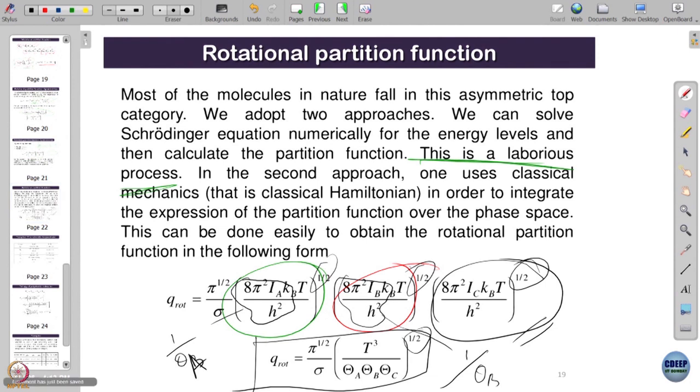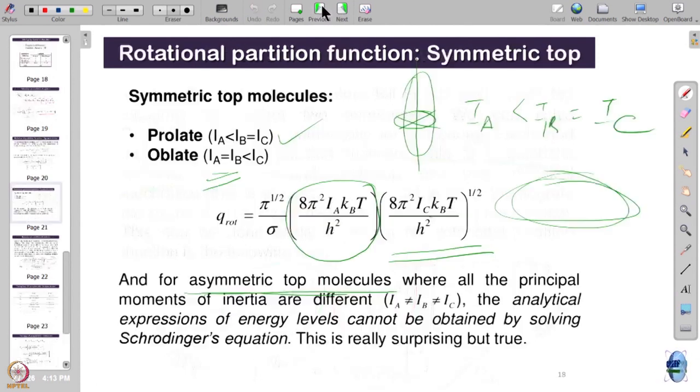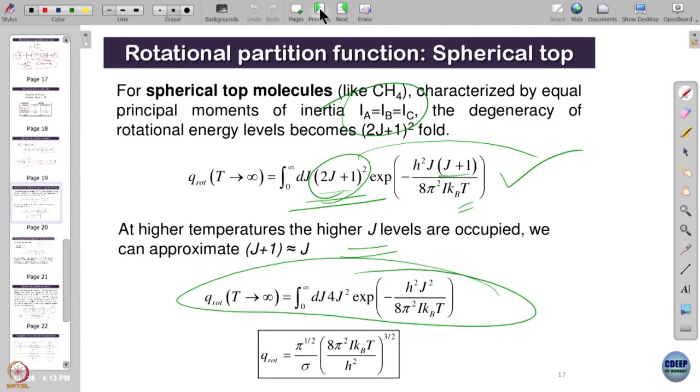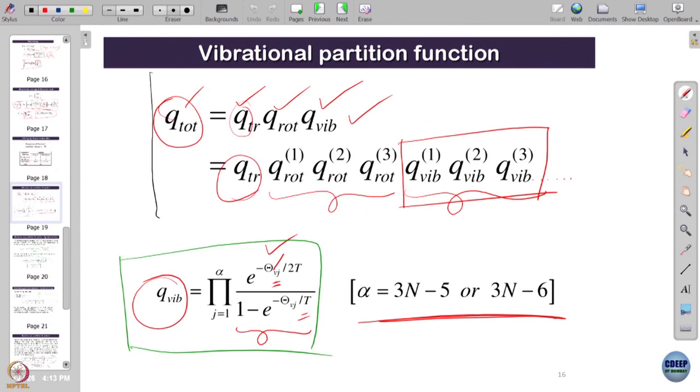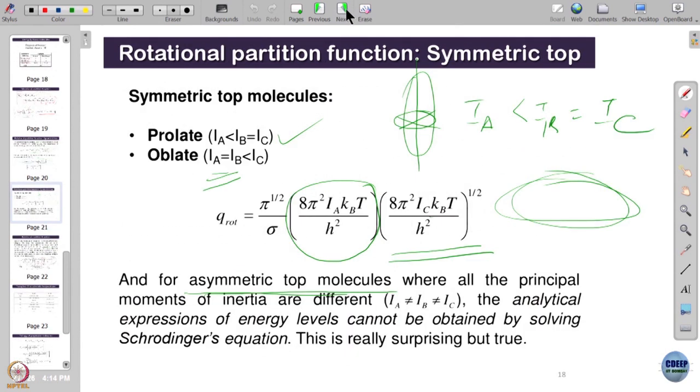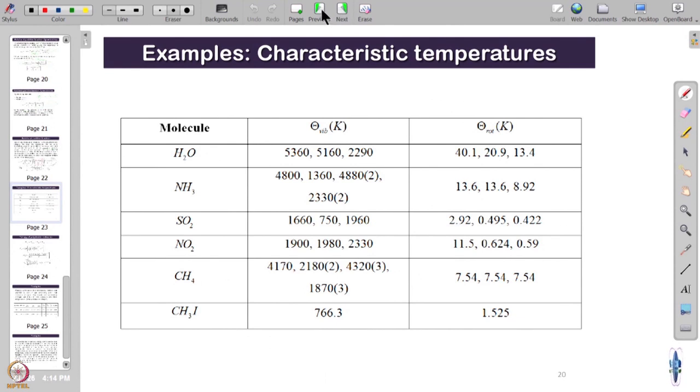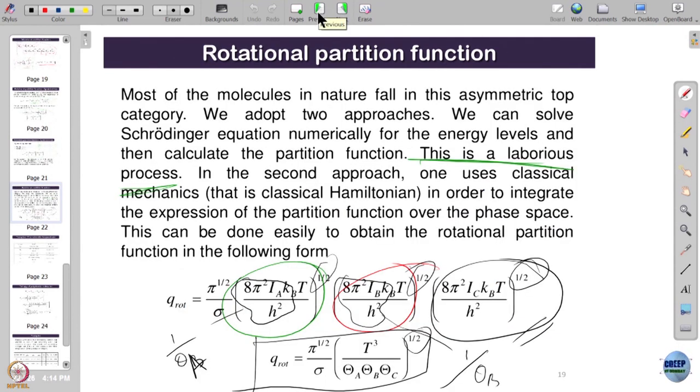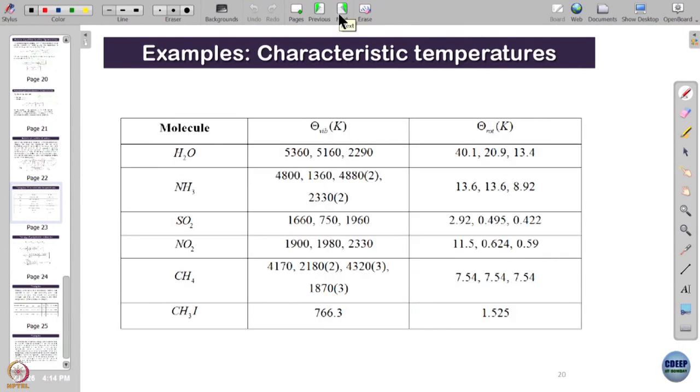So now we have this. We go back and we have the total partition function, and now we want to do certain thermodynamics with this expression, and see what kind of values you get.